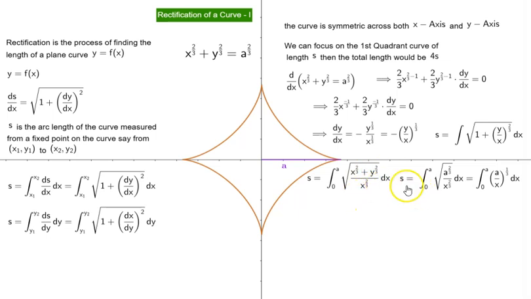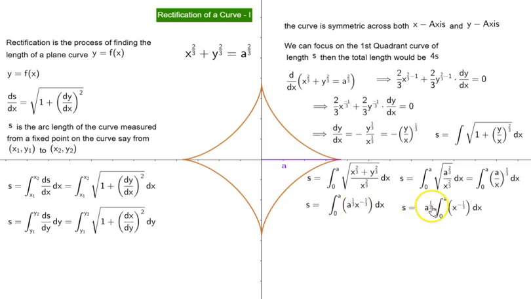Let's manipulate this. S is equal to integral from 0 to a of square root of, the numerator is equal to a to the power of 2 by 3. So square root of a to the power of 2 by 3 by x to the power of 2 by 3 dx, which is equal to integral from 0 to a of the square root and the 2 by 3 in both numerator and denominator cancel out. So we are left with a by x to the power of 1 by 3 dx. This can be written as s is equal to integral from 0 to a of a to the power of 1 by 3 times x to the power of minus 1 by 3 dx.